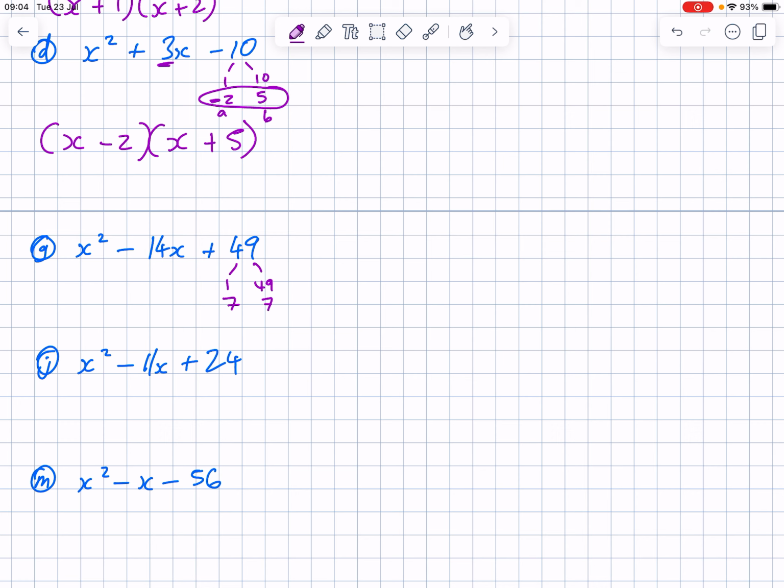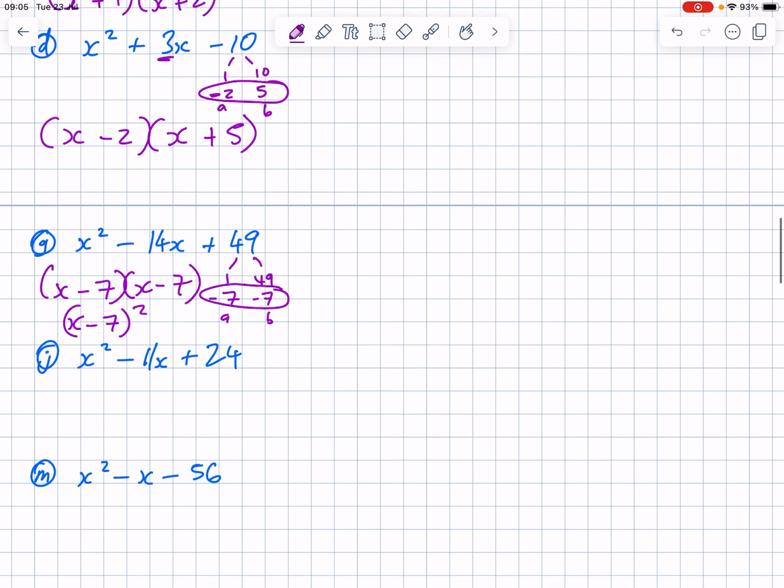Is there any way I can get negative 14 from 1 and 49? No, but I could do it with 7 and 7, because if I had negative 7 plus another negative 7, negative 7 take 7 is going to be negative 14. So that's my A, that's my B. So this is going to be x take 7, x take 7. And if you notice that you're timesing the same thing by itself, it's x take 7 squared.